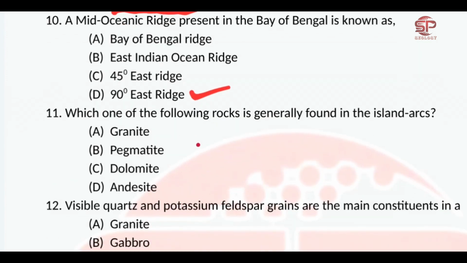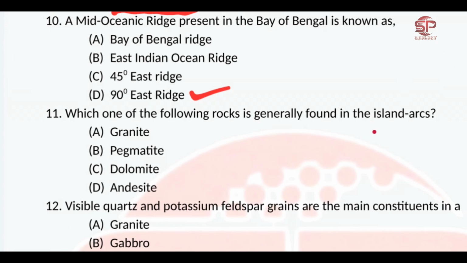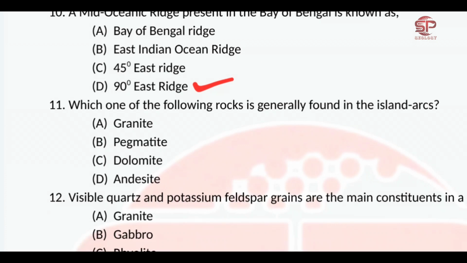Which one of the following rocks is generally found in an island arc? An island arc forms in the subduction zone. So a subduction zone generally produces intermediate magma.